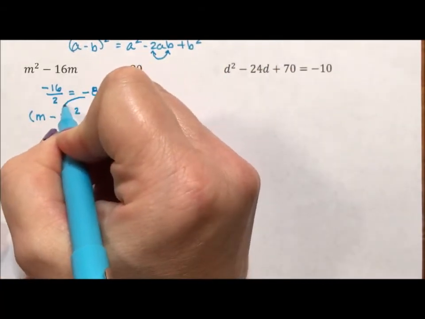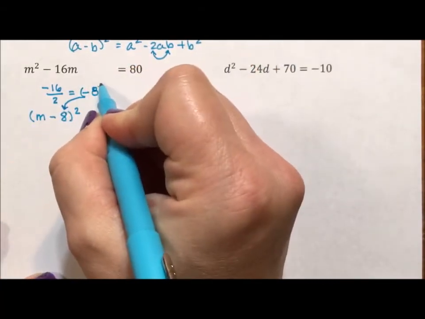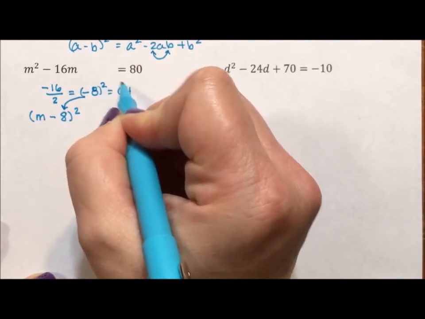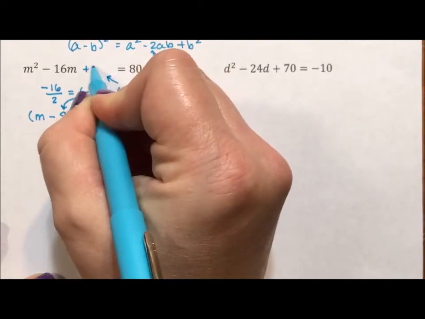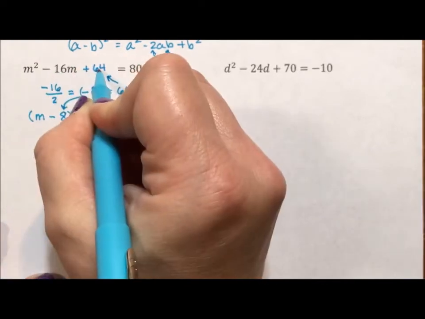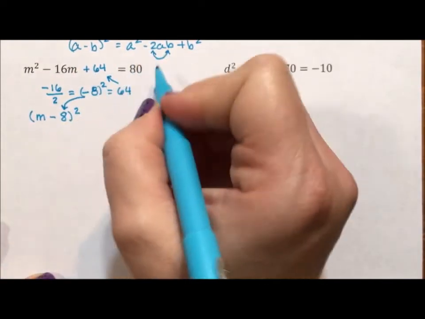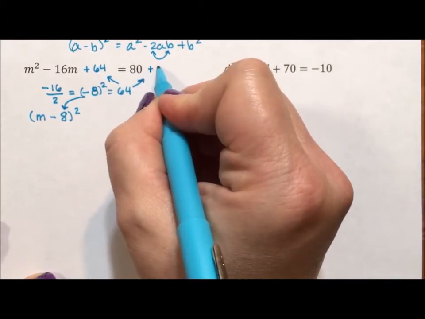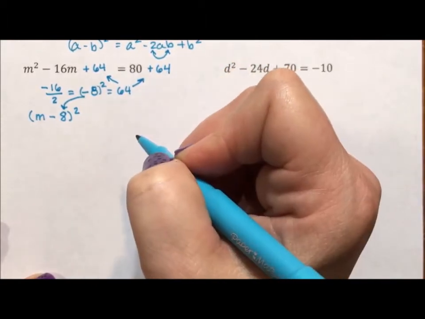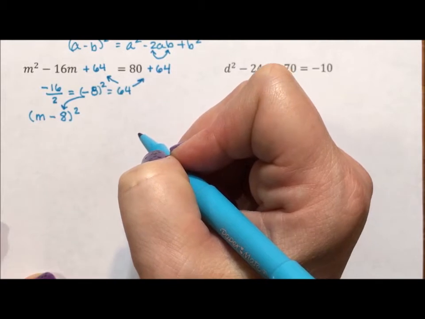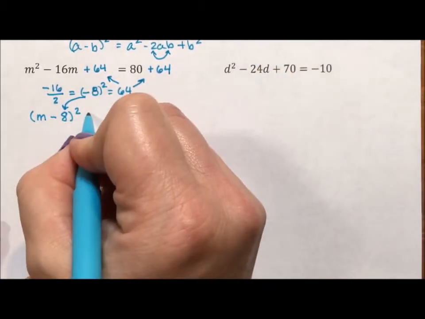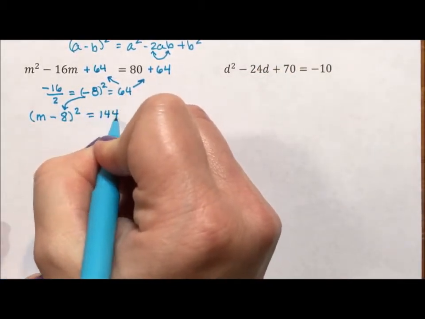So I brought this 8 down. I'm now going to square the negative 8 to get 64. I need to add that here so that this trinomial equals the binomial squared. But if you add something to the left side of an equation, you also have to add it to the right side so that your equation stays balanced. So m minus 8 squared equals 144.